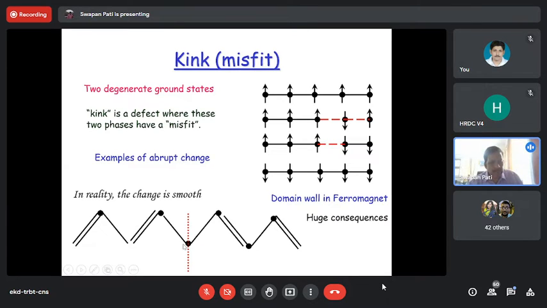For example, I've drawn here, this misfit can be anywhere in the chain. On the left, it is one ground state, on the right, the other ground state. So because of that, these are called solitons. Solitons are very interesting quasi-particles.